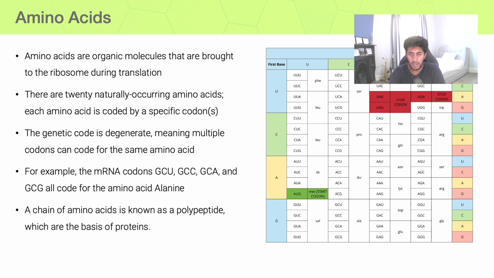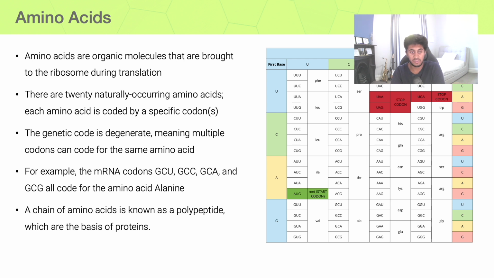Now I've mentioned amino acids being brought to the ribosome by tRNA and being a component of polypeptides, so I thought I'd cover what they are. Amino acids are organic molecules, which are carbon containing, and they're brought to the ribosome during translation. There are 20 naturally occurring amino acids, and each amino acid is coded by a specific codon or codons. Now, you do not need to know any names of amino acids for stage 2 bio. I guarantee you that. You will always be given them, and you'll always be given a table.